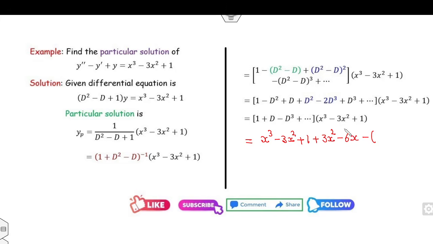Then we need the third derivative. So the first derivative is 3x square minus 6x, the second derivative is 6x minus 6, the third derivative is my 6. Fine. Now you can see that x cube and 3x square cancel out, x cube minus 6x minus 5 is my right answer of this problem.